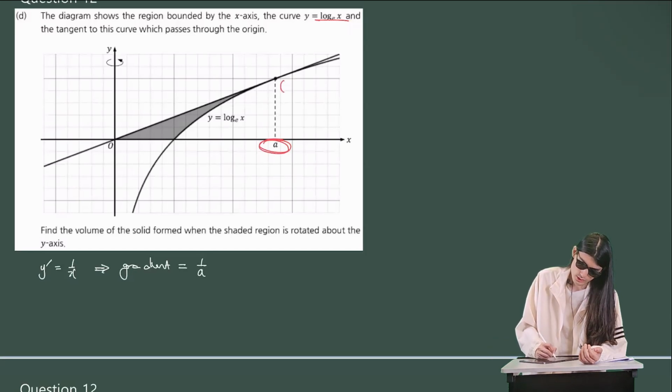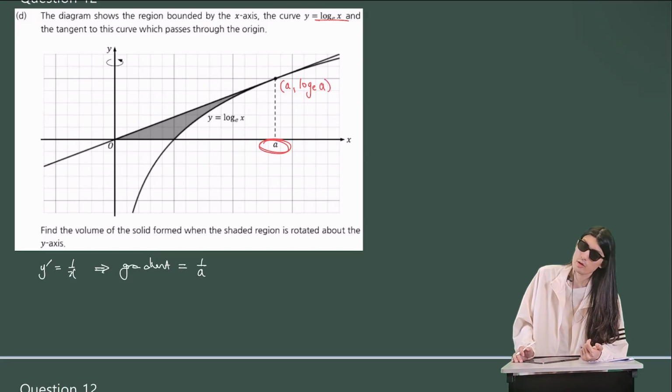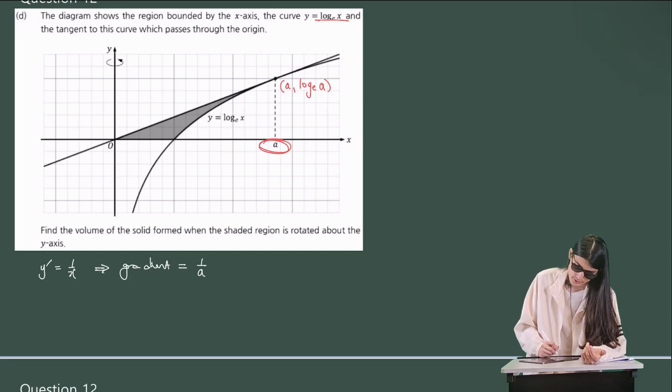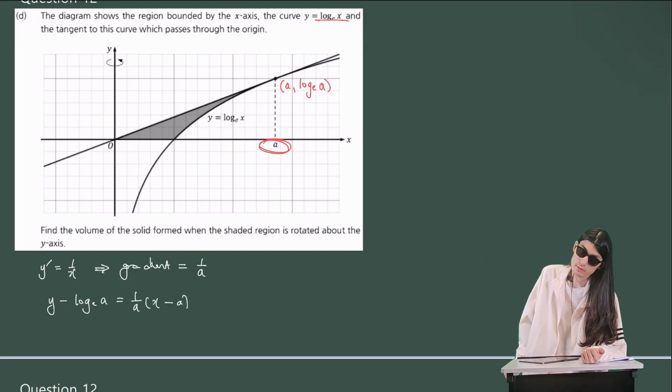And the y-coordinate of this point which lies on the curve y equals ln x, we can represent that as log base e of a. So the tangent is a straight line which passes through the point a, ln a, with a gradient of 1 over a, isn't it? Okay, so the equation of the tangent would then be, I have just written down.